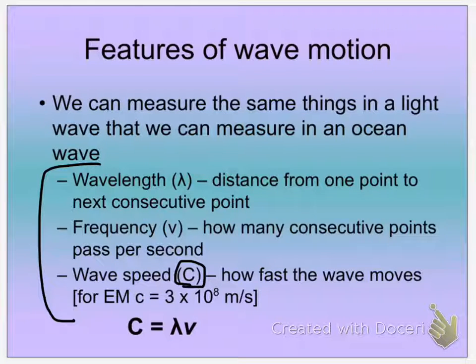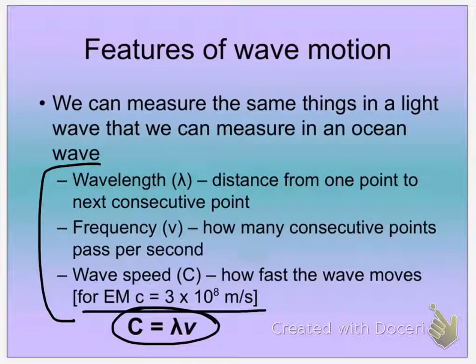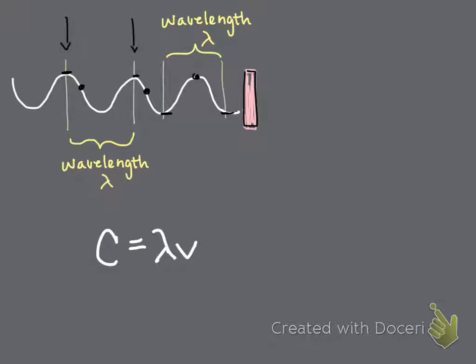Speed, well, that's easy to understand. Speed is how fast something moves. The convenient thing for us is that all forms of electromagnetic radiation move with the same speed. That's 3 times 10 to the 8th meters per second. And the relationship between these three things is summed up in this handy little 3-part equation: c equals lambda v, or wave speed equals wavelength times frequency. What this allows us to do for any form of electromagnetic radiation, because we know c, is that if we know the wavelength, we can compute the frequency. If we know the frequency, we can compute the wavelength.